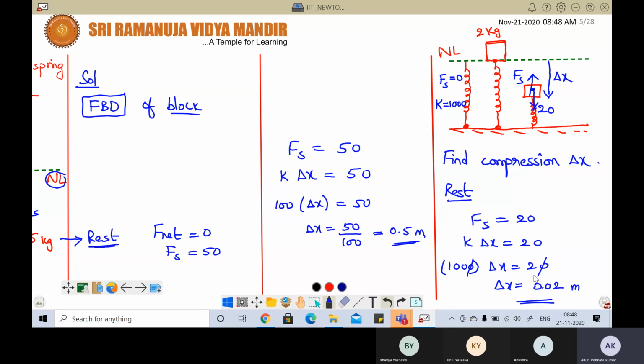See here, very less, no? Why is it less? Because the spring constant is very large. So therefore it's very difficult.